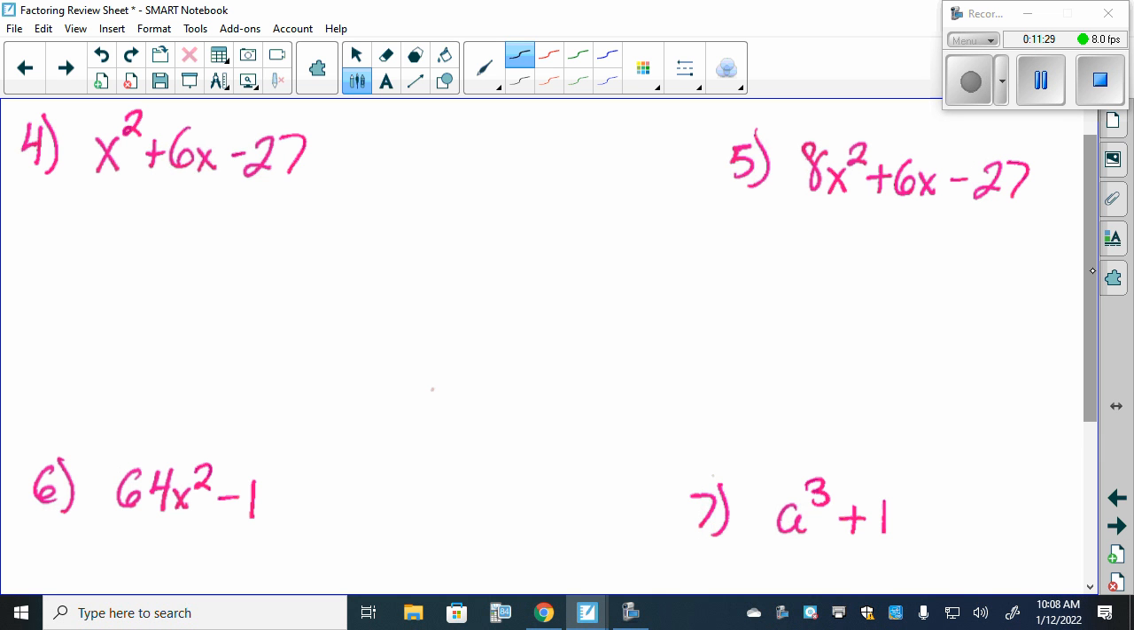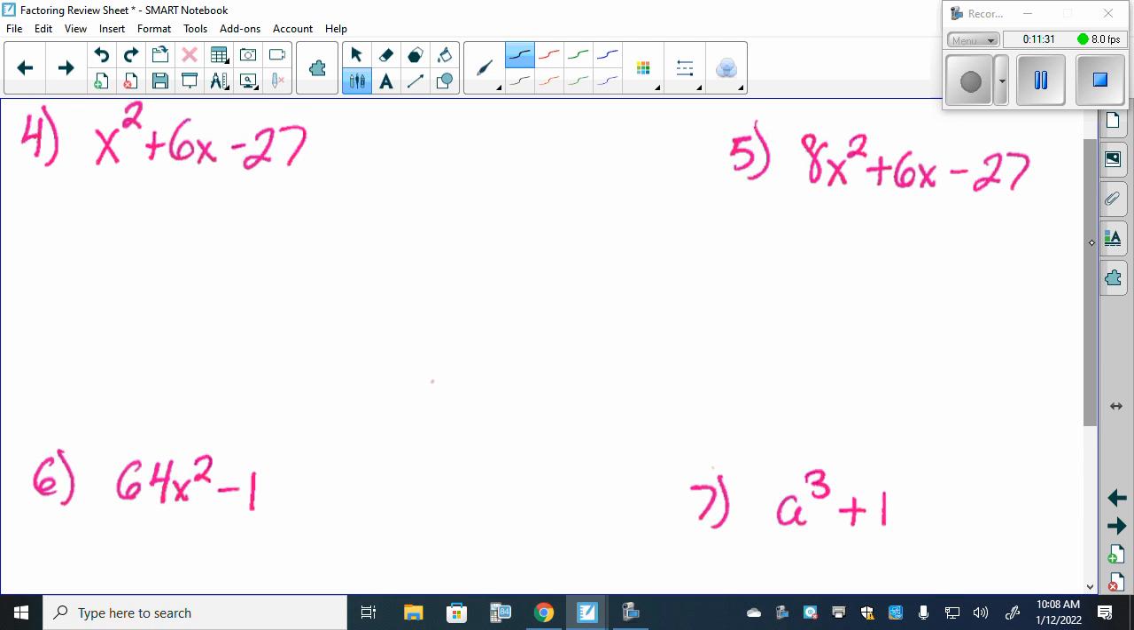Okay. So if we look at number 5, we're going to look for a greatest common factor first, because that's the first thing we need to look for. And if we look between these three terms, there's not a number that will go into 8, 6, and negative 27. So we'll do our 2 sets of parentheses with 3 spaces. Now, since the third term is negative, our signs are opposite. One's going to be positive and one's going to be negative.